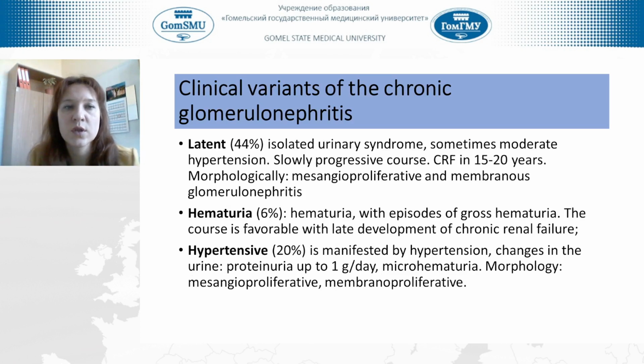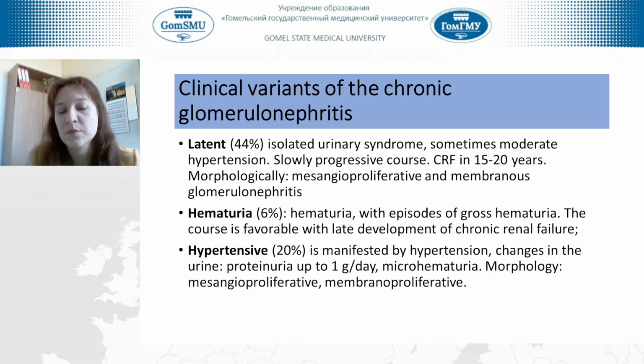Clinical variants of chronic glomerulonephritis. Latent form, 44%. Isolated urinary syndrome, sometimes moderate hypertension. It can have a slowly progressive course. Chronic renal failure will develop in 15-20 years. Morphologically, it is mesangial and membranous glomerulonephritis.